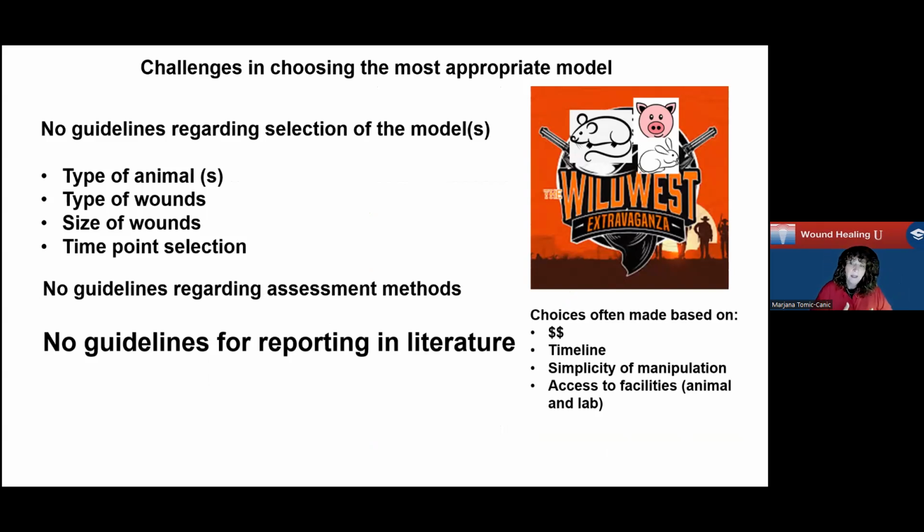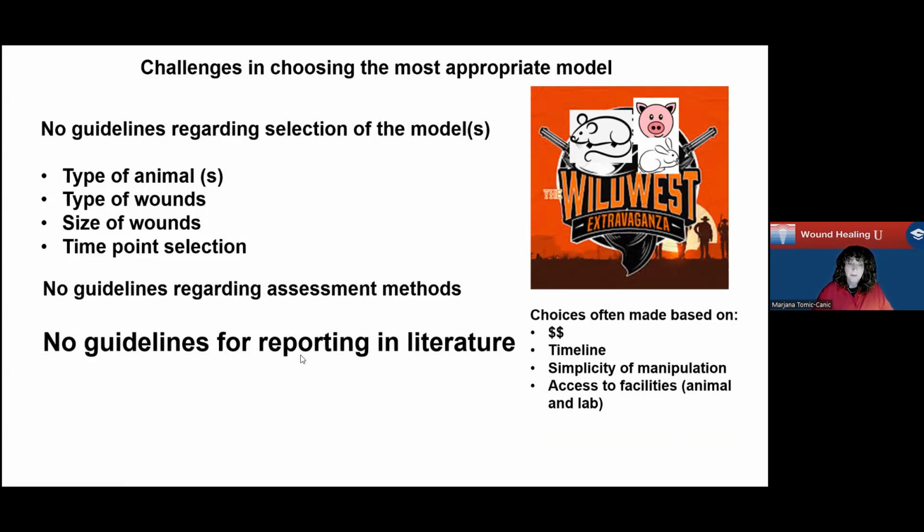It's mostly what would be the easiest and quickest way to find the result. And so, unfortunately, in our field, we don't have guidelines that will tell us how to select the models, which models exist, which type of methods to assess. And in review of literature, the level of reporting details of these experiments is really variable, and it's very, very hard to deconvolute how the actual wounding was done, how it was assessed, and so forth.